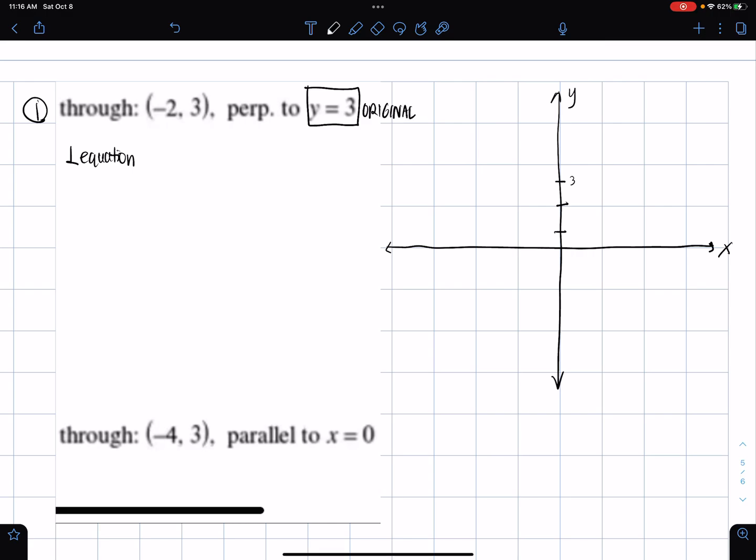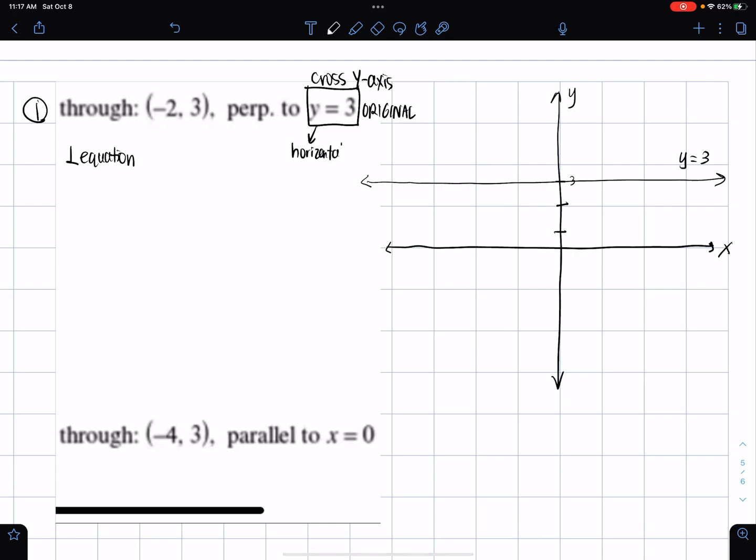Now, whenever you're dealing with equations of lines and they don't have a y and an x in the equation, these type of problems, it's best to actually draw it so you can see what's going on. So here we have y equals 3, which means it crosses the y-axis at 3. So when your equation says y equals a number, that's where it crosses the y-axis. So when we cross the y-axis at 3, notice that this is also a horizontal line.